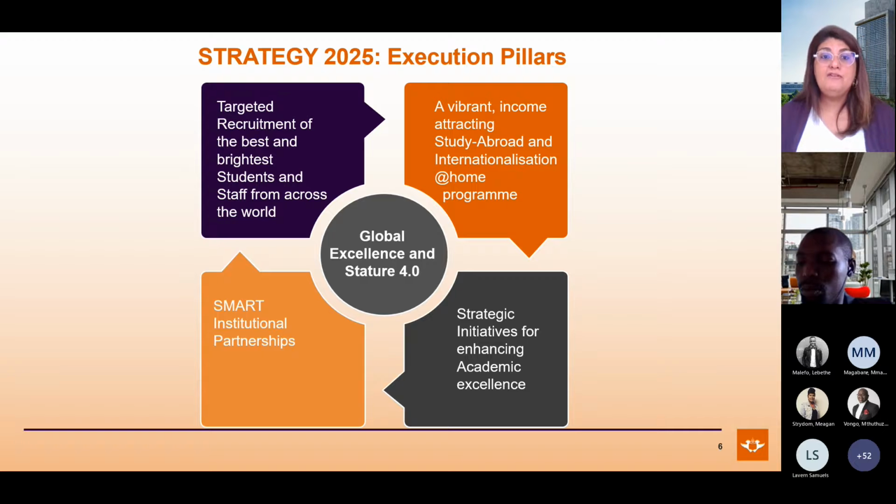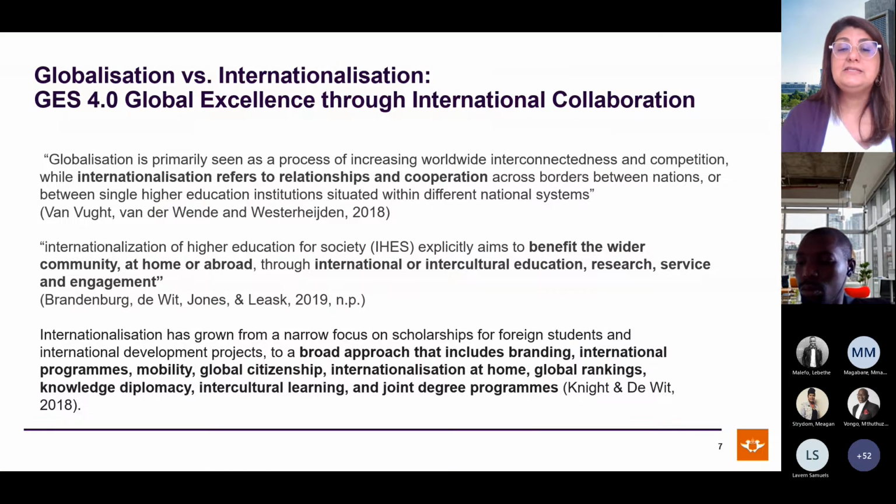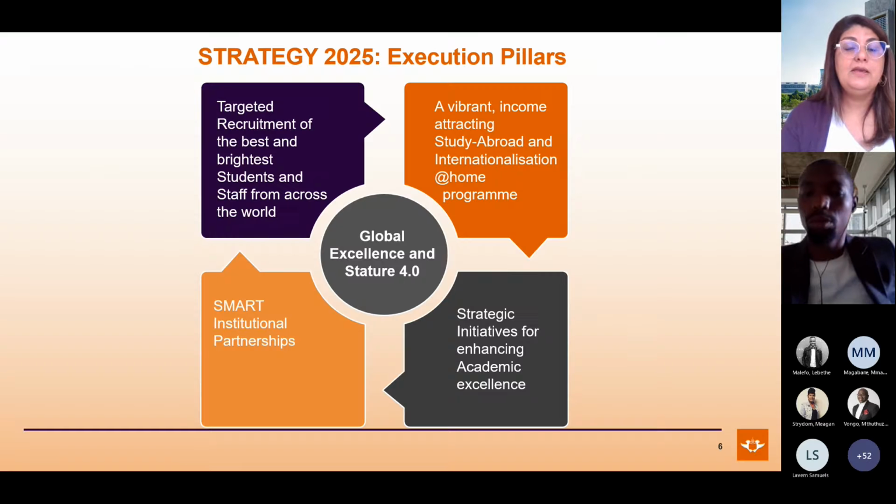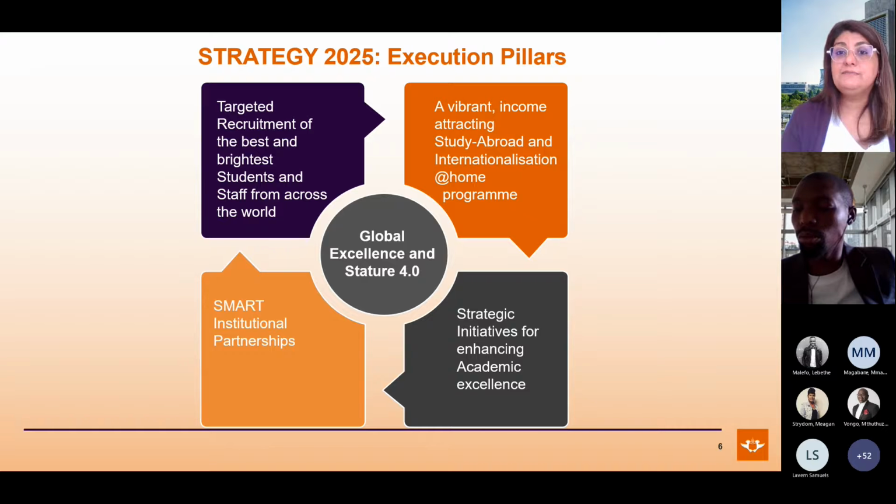So in terms of myself and in terms of smart institutional partnerships, this is an area where I work very closely with the faculties, supporting their internationalization objectives, and particularly looking at how we can help with smart institutional partnerships, in particular those that align well with our strategic objectives.